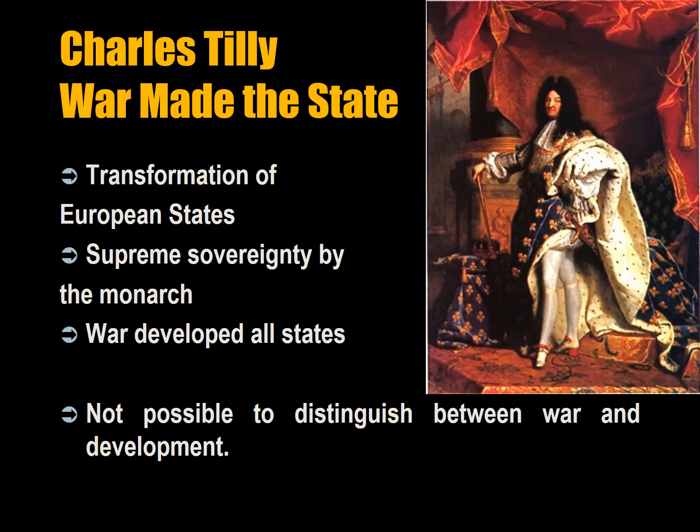The net result of this was the gradual transformation of European states out of feudalism into an absolutist state system. Supreme sovereignty within the state for the purposes of war making was gradually assumed by the monarch. Louis XIV of France, the absolute monarch, has a famous quote, "L'État c'est moi, and après moi le déluge."